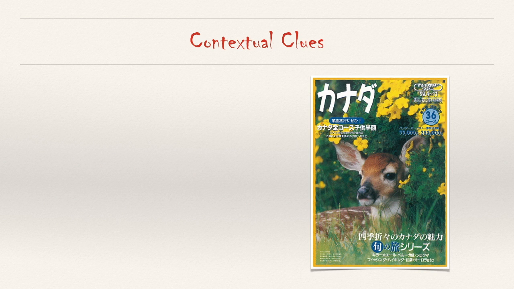Let's try our hand at some contextual clues. This image is the cover of a travel brochure to a foreign country. Looking at the brochure, can you guess which country? Look at the katakana in the upper left corner. Can you read that? If you guessed Canada, then you are correct.